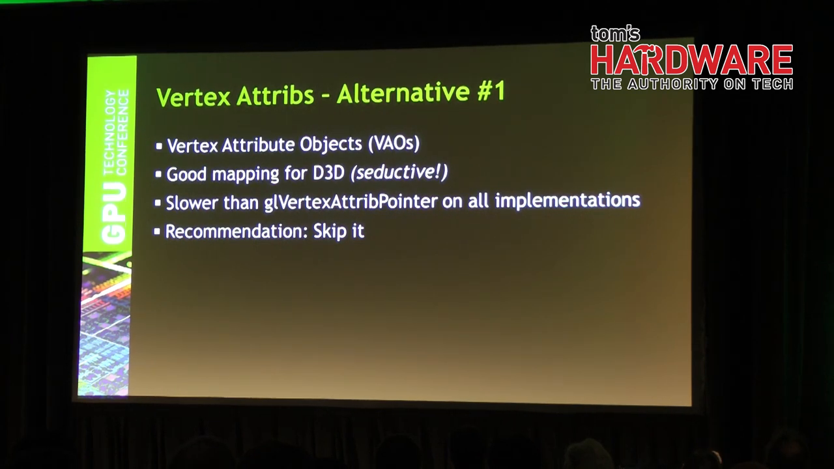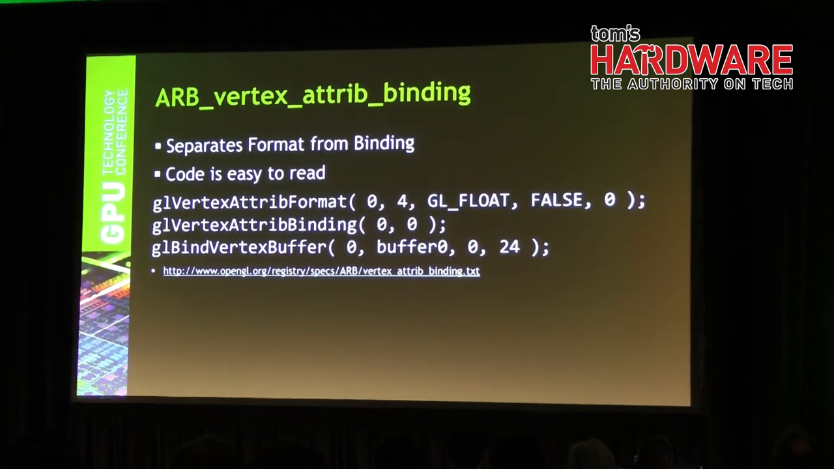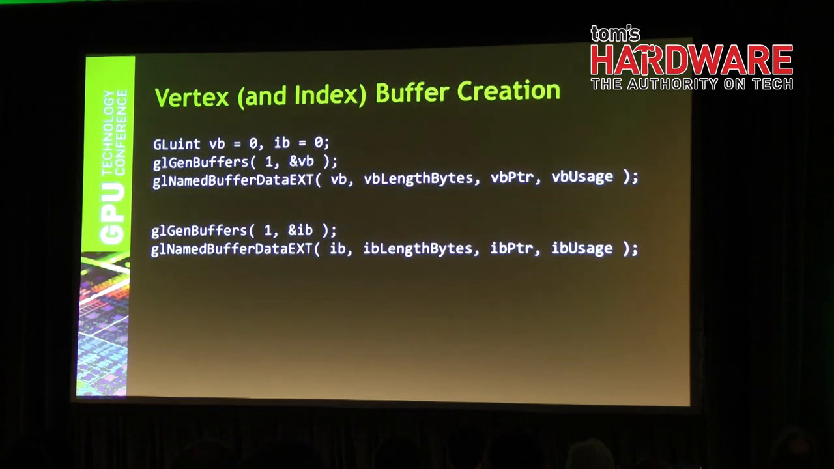There's VAOs, which are vertex attribute objects. These are a good mapping for D3D, which makes them sexy. But it turns out they're slow. And as far as we can tell from first principles, they're just always going to be slow. So we suggest skipping them. There's vertex attribute binding, which separates the format from the binding. This makes the code a little bit easier to read, and we do actually recommend this one. It works pretty well.